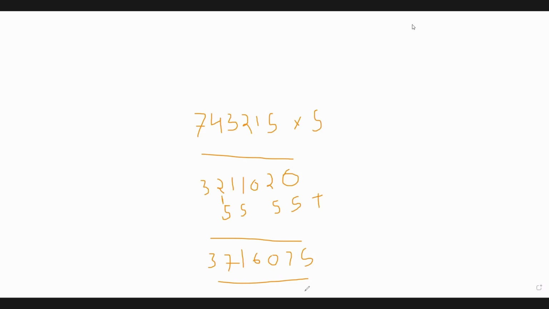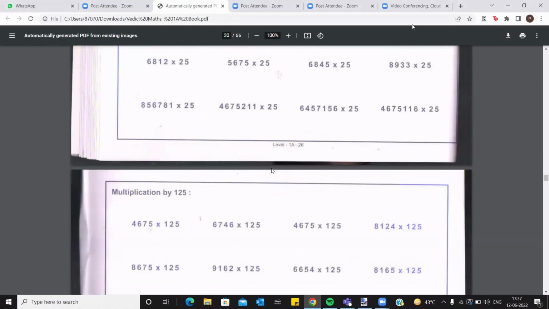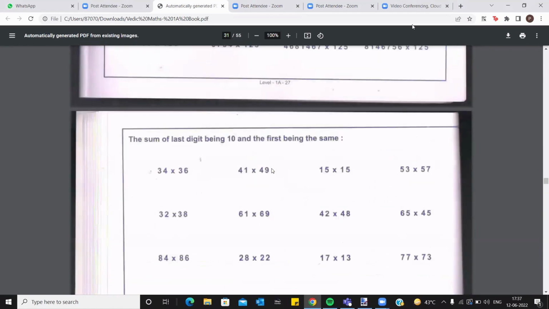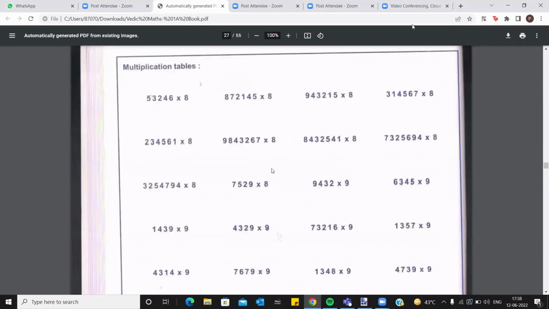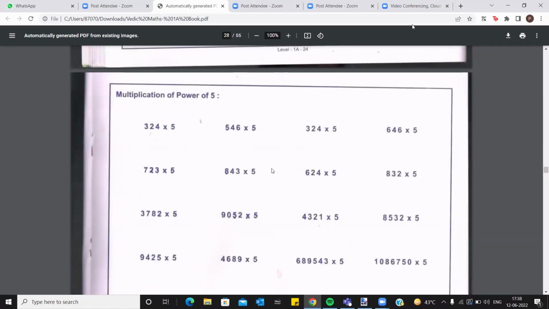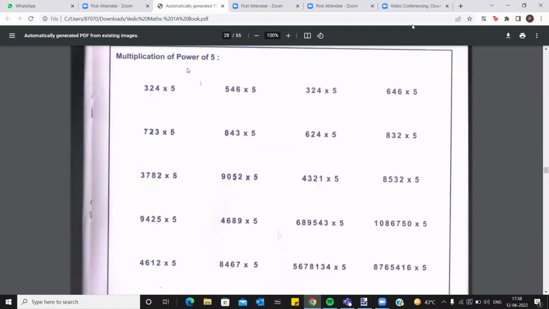Again, we have multiplication of powers of 5. If you see the PDF, or I'll show you the PDF. The sum of last digit being 10. Base number 25. 324 into 5. Multiplication of power of 5. So power of 5 means multiples of 5: 5, 25, 125. 5 to the power 1, 5 to the power 2, 5 to the power 3, like that. So the first page is 5 to the power 1.